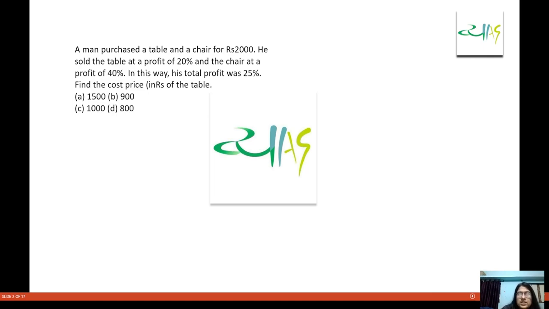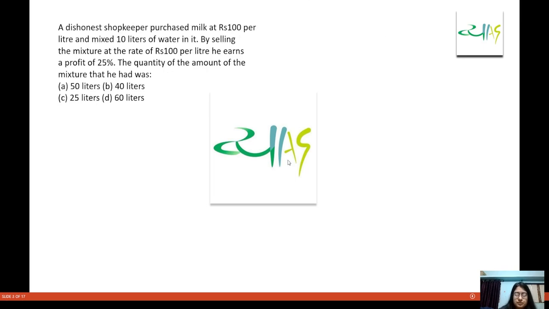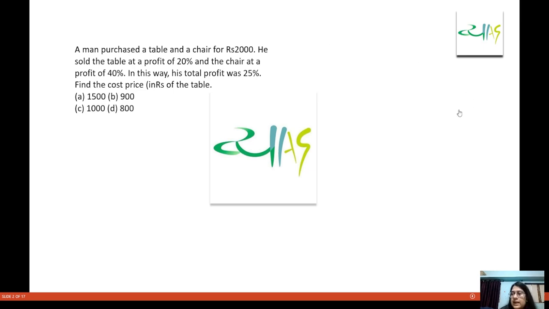Now look at this question. It is saying a man purchased a table and a chair for rupees 2000. He sold the table at a profit of 20%, and the chair at a profit of 40%. In this way, his total profit was 25%. Find the cost price of the table. Okay. So see, we have to find the cost price of table.